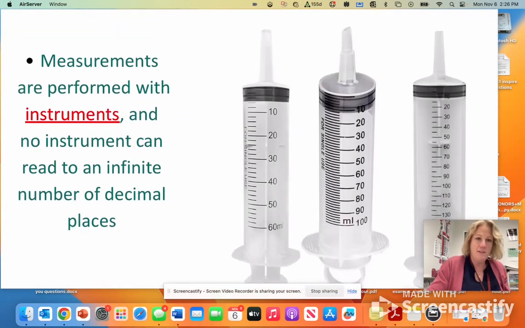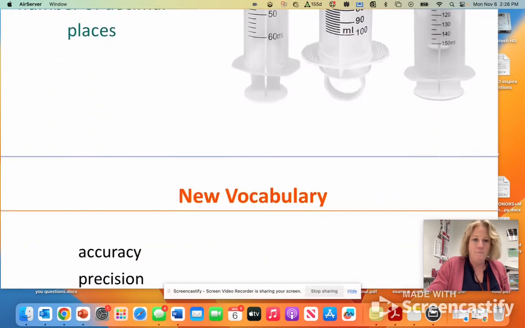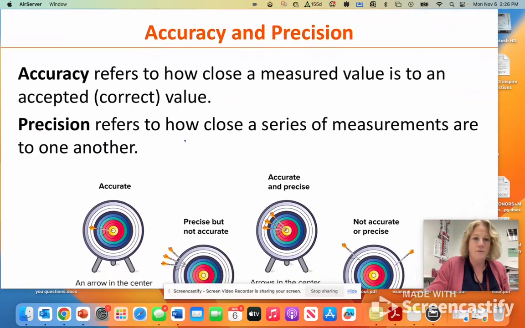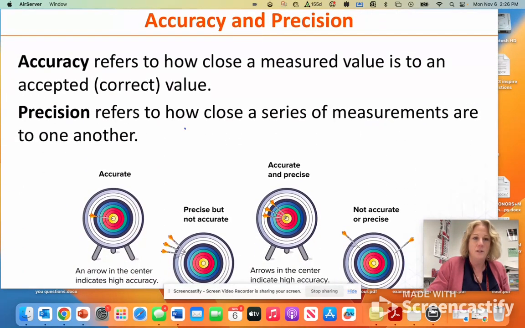So measurements, anytime you make a measurement, the instrument itself is never going to read infinite numbers of decimal places. So the instrument is always limited. So we're going to talk about first accuracy and precision.